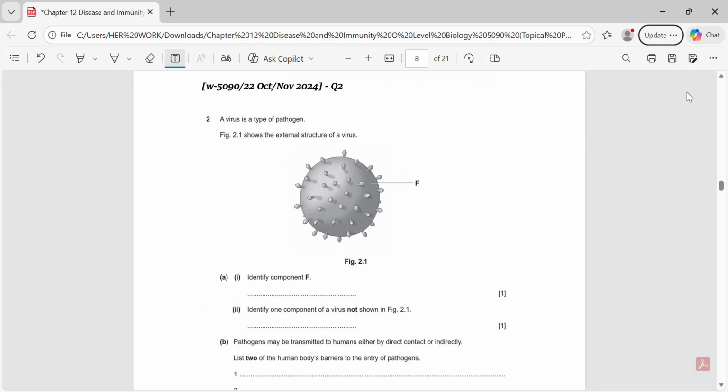Moving on to the next question. Here, the question states, a virus is a type of pathogen, and Figure 2.1 shows the external structure of a virus. As shown in the diagram, the structure illustrated is a virus, and one of its features is labeled F. The first part of the question asks us to identify component F.